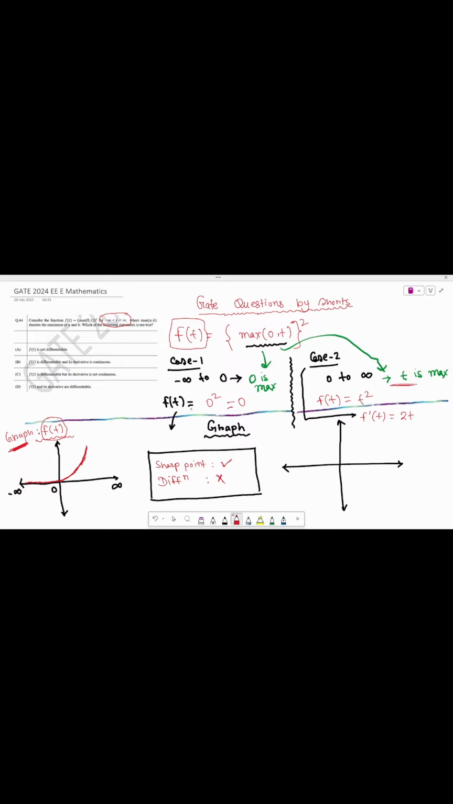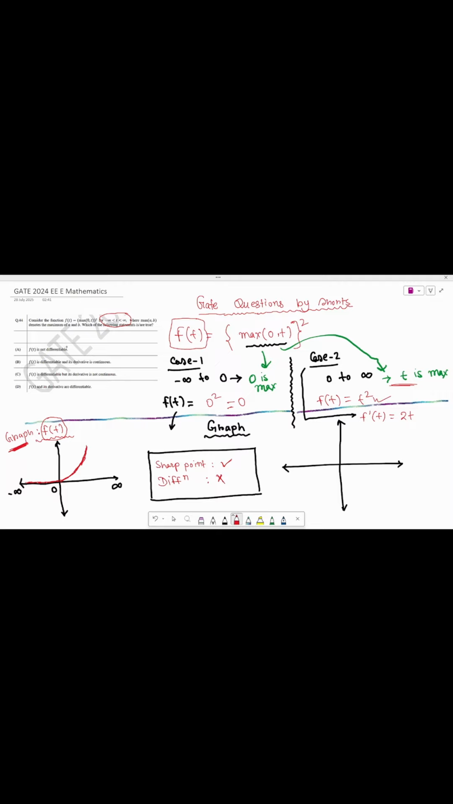That means for the first case, our f of t is basically 0 and its square, as given in our function, is 0 square, which is 0, right? But in case 2, as t is the maximum over the 0 to infinity range, f of t is basically t and its square is nothing but t square, right?